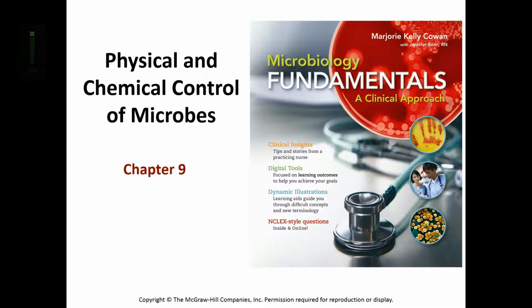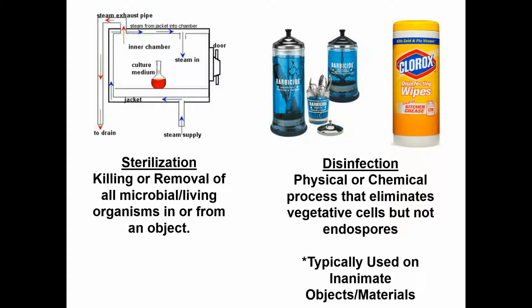Alright, so chapter 9, we're going to go over physical and chemical means of controlling microbial organisms, either controlling their growth or outright eliminating microorganisms. Alright, so we're going to begin talking about some terminology. One of the first things is sterilization.